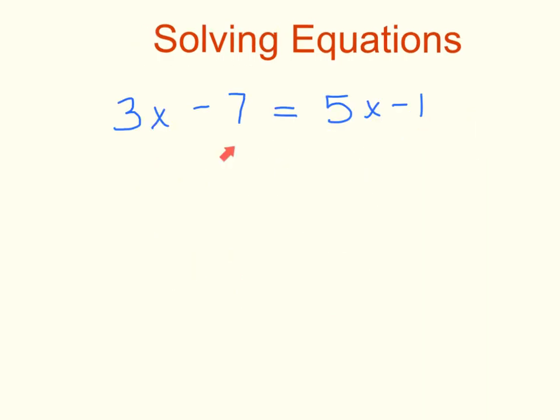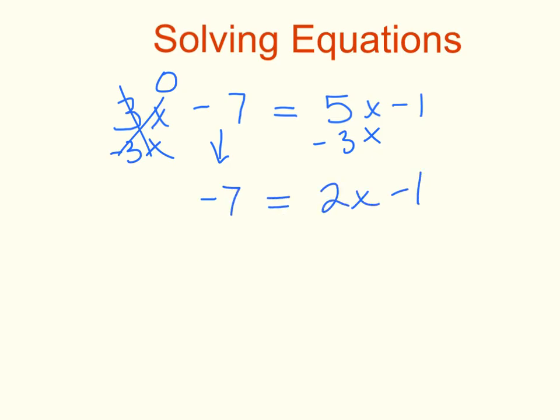So this one's going to be a little different here. Again, we want to start the same way. We want to get the x to one side or the other. So I can take away 3x, or I could take away 5x. To me, it seems like this would be easier if I took away 3x from both sides. So that cancels out. Now I'm left with 0 minus 7, or a negative 7 on this side, equals 2x minus 1.